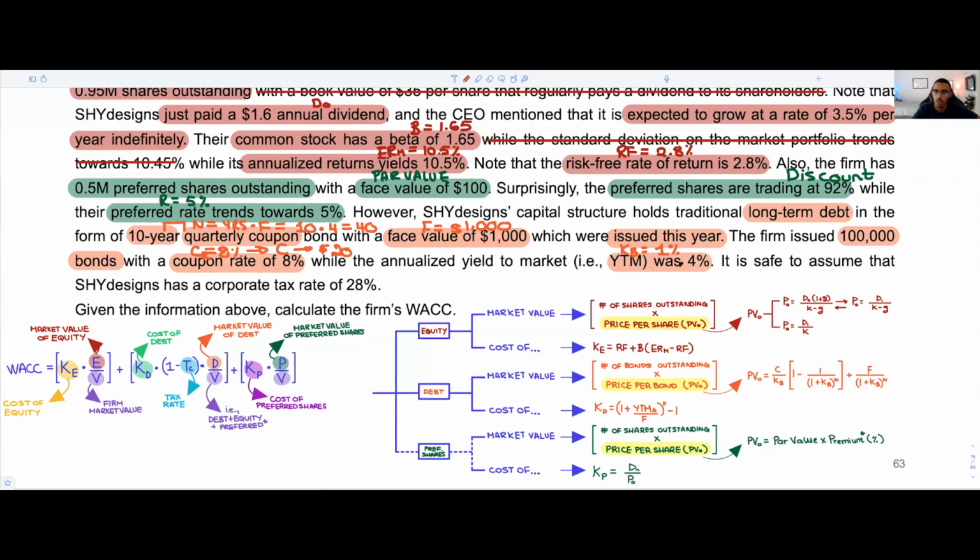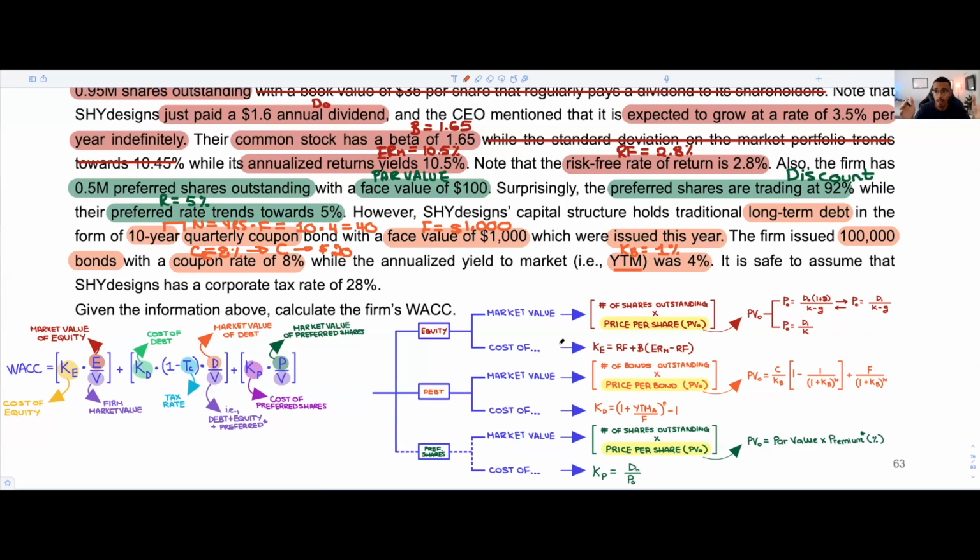And of course, our YTM is also very important for us to be able to solve for our cost of debt, which is what we're going to use here. So we're going to do 4% divided by 4, plus 1, to the power of 4, minus 1, to get our effective annual cost of debt. That's how I'd like to call it.